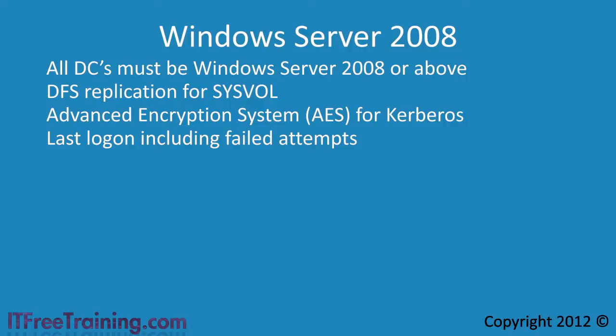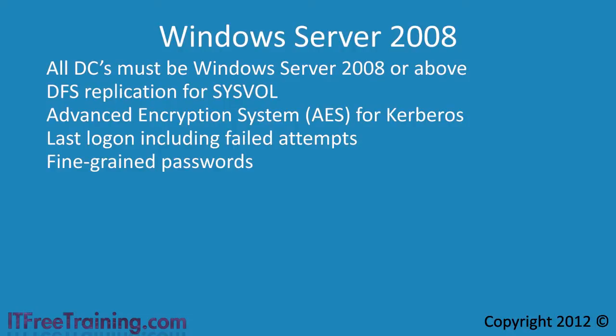With the domain functional level 2003, you have support for last logon timestamp. With Windows Server 2008, this adds support for the number of incorrect logins from that user. The next feature is fine-grained passwords. This allows you to configure different password lengths and complexity requirements for different users.